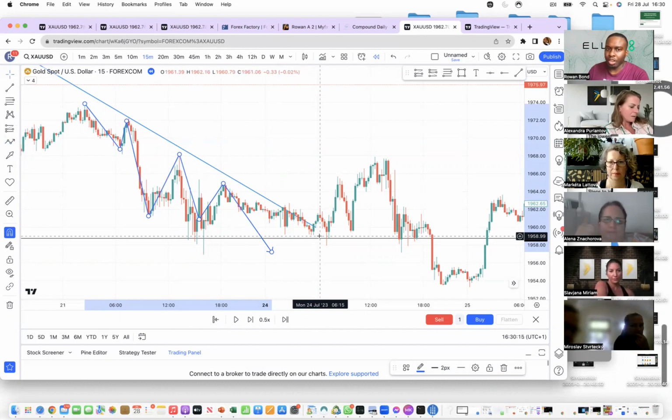Yeah. So another way you can know how to hold your trade, if you can hold your trade, is that price is continuing the structure.